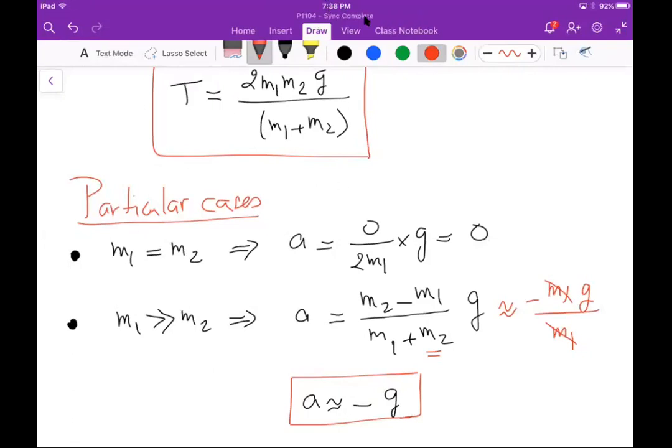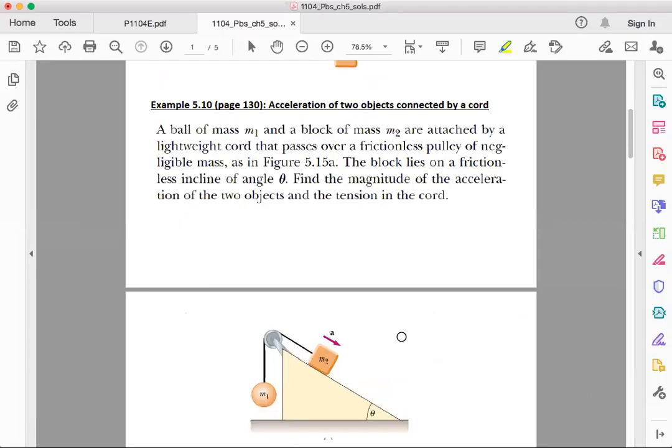Let's move to another example now. Let's read the given. Okay, so in this new example, the main thing is that we are looking for the acceleration of two blocks that are connected by a cord. So suppose we have a block of mass M1, a given mass, and another block of mass M2 that are attached by a lightweight cord, which means a very, very light cord, of negligible mass, that passes over a frictionless pulley of negligible mass as well, as shown in this figure here.